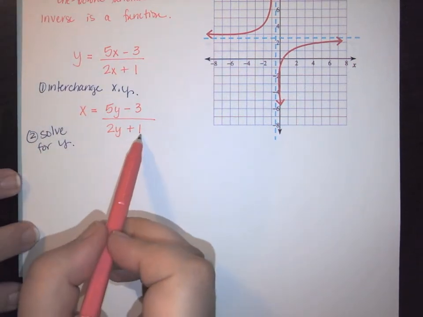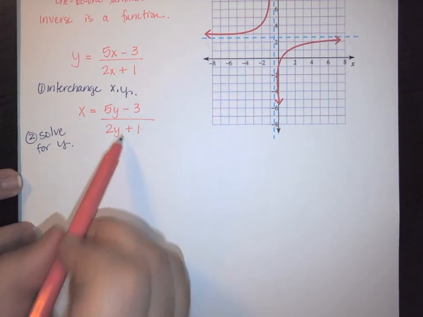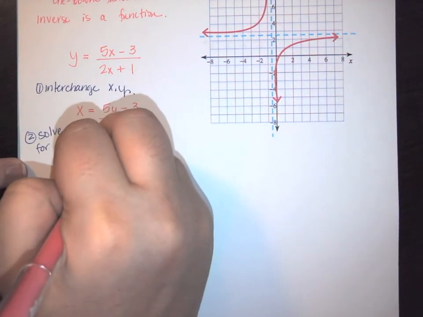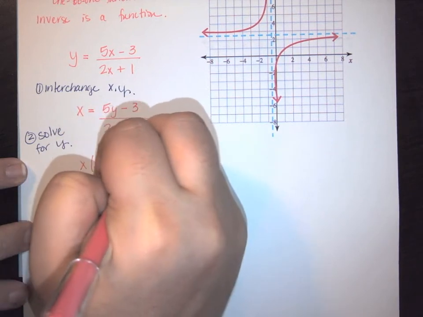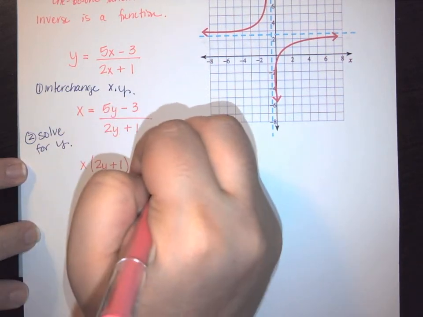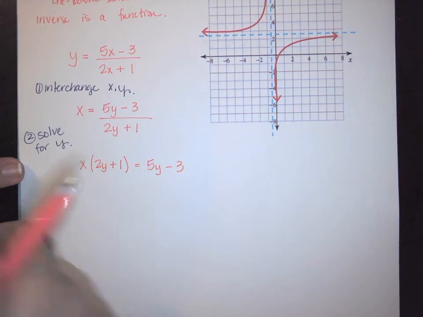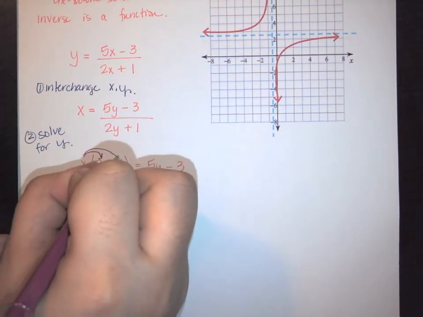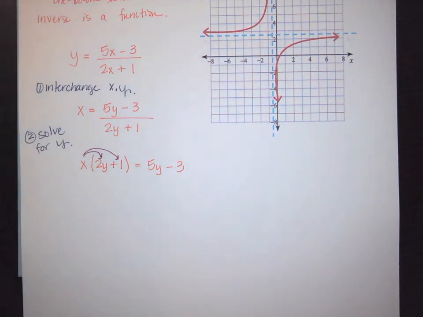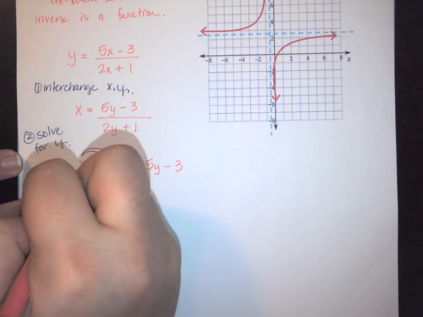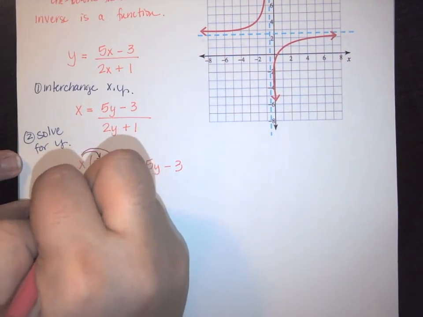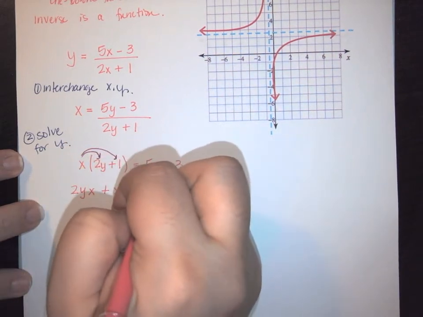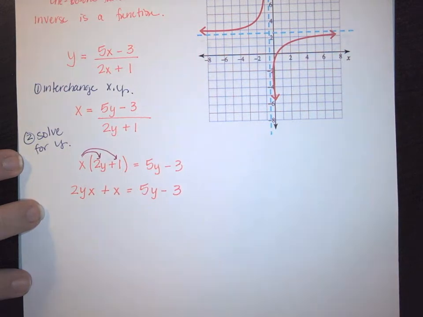The first thing you want to do is multiply both sides of your equation by the denominator. So you're going to have x times (2y plus 1) is equal to 5y minus 3. You are going to distribute that x into your equation. So here this is going to become 2yx plus x is equal to 5y minus 3.